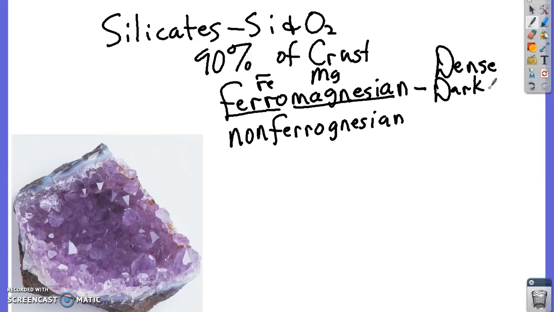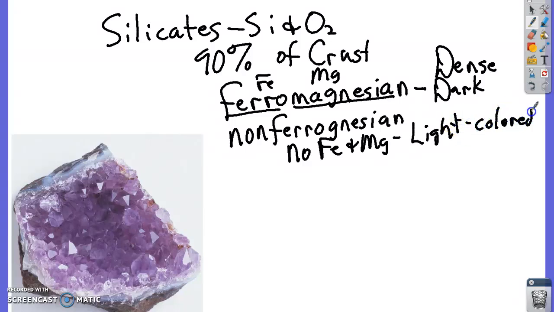A non-ferromagnesium, then, guess what? It is not going to contain iron. So very little or no iron and magnesium, and they tend to be very light, not dense. They're also light colored. So they're light colored, but they're also less dense. So they're really just double light either way you want to look at them. Very light, extremely light.